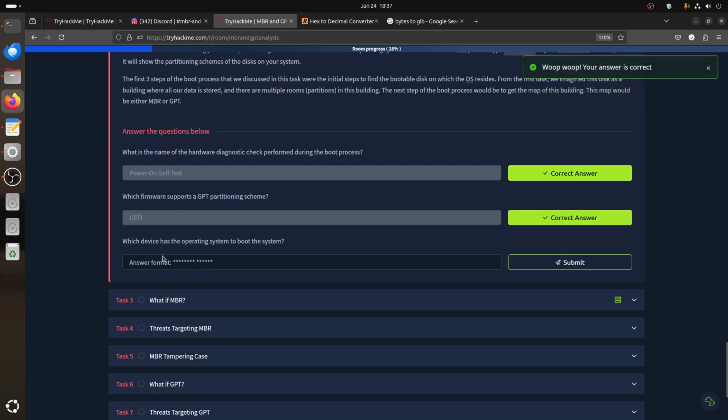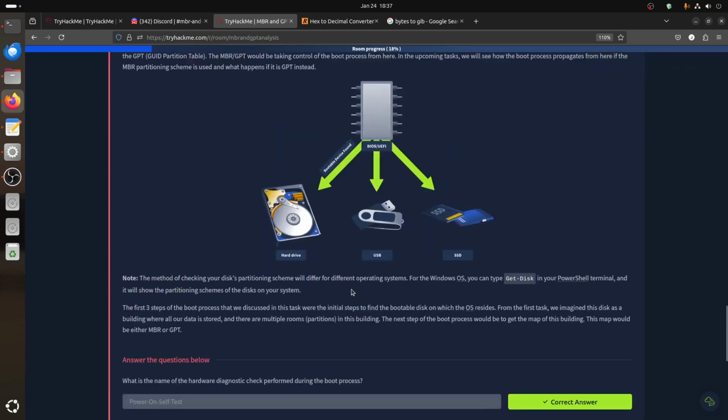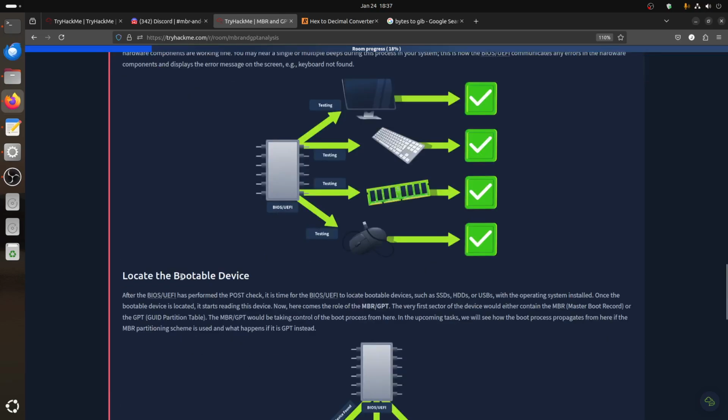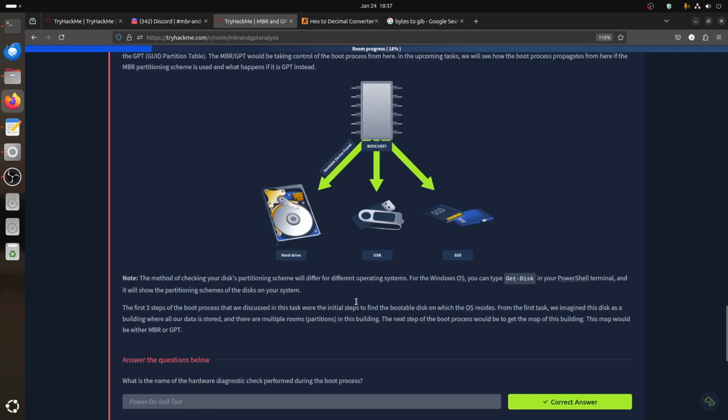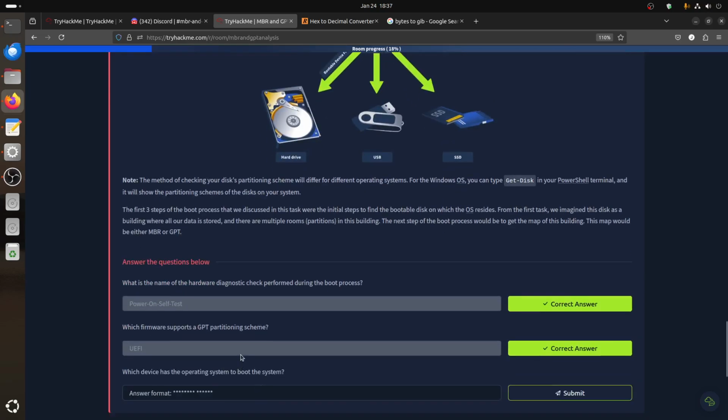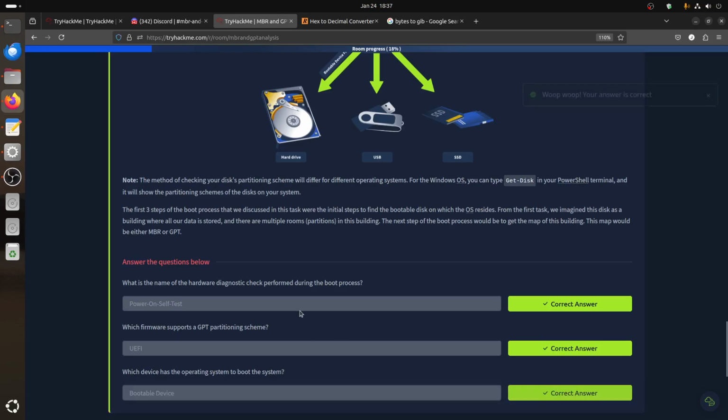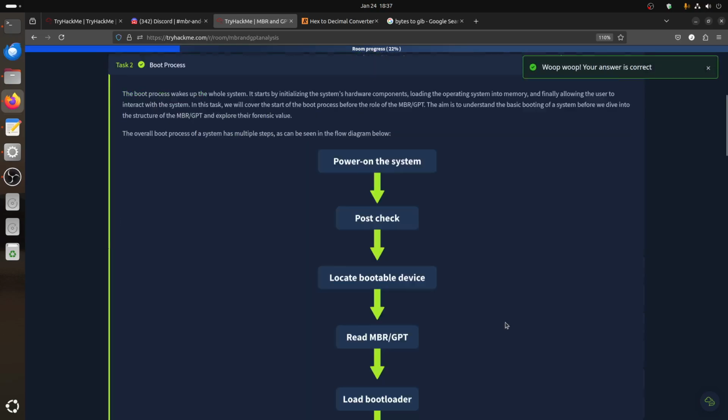Then we have: which device has the operating system to boot the system? Locate a bootable device. See one of these, wherever you want. Network, you also can. I think you can boot from network. Now we start the labs.